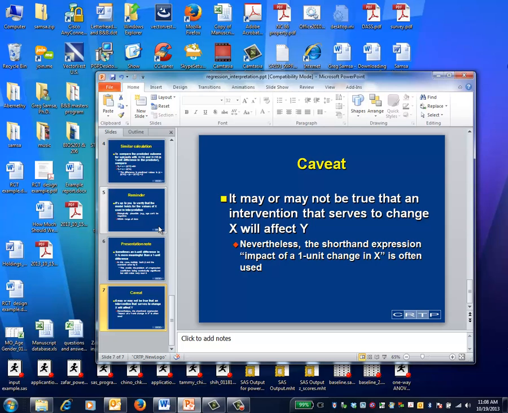To determine which is the case, cross-sectional data are inadequate. Instead, what you'd have to do is intervene and then follow patients over time.